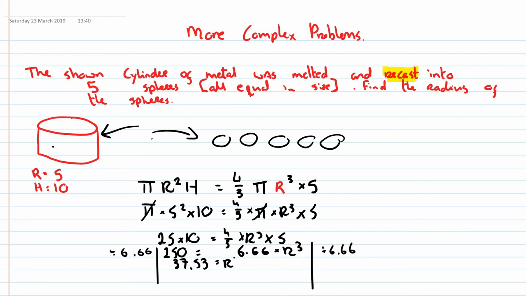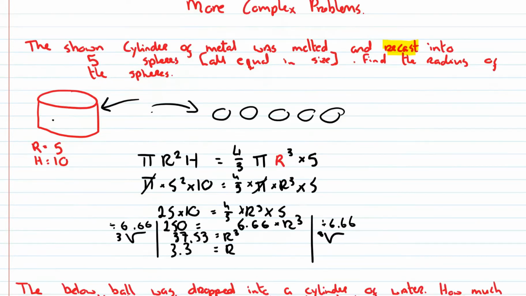That equals the radius cubed. Get the cube root of that, and we'll just be left with the radius, which is what we want. So let's do it. Cube root of 37.53 equals 3.3. Okay, so that's how that's done.